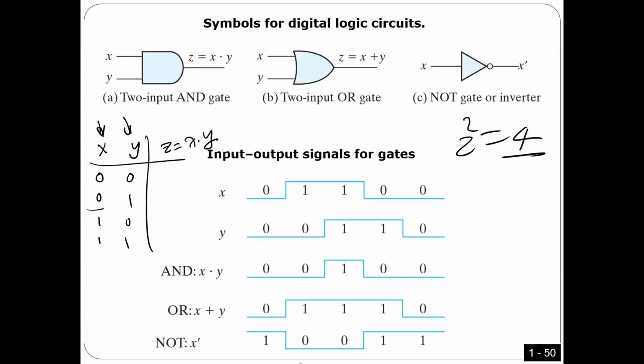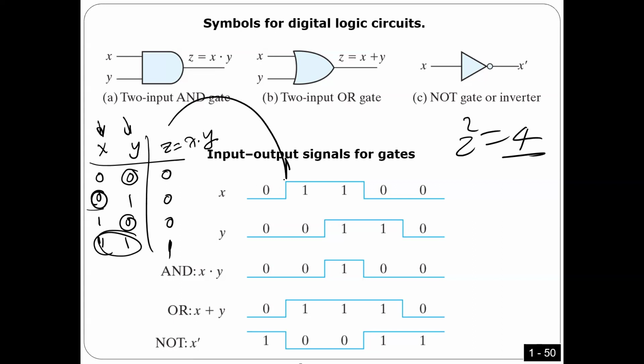Again, if one input is 0, don't even think about it. The output is 0. One input is 0, the output is 0. The only way to get 1 is when the two inputs are 1s. Okay, so this is how you can do it using a truth table.